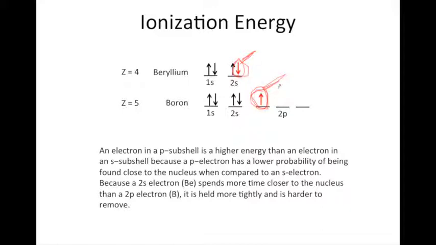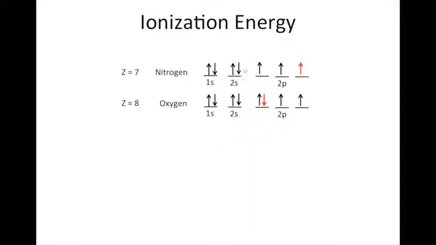So to sum that up, with boron, we start a new subshell, not a new shell, but a new subshell. The p electron in boron is further from the nucleus and higher energy, and therefore it takes less energy to pull this off compared to the electron in beryllium. And we could say that same thing from magnesium to aluminum. Now, what about our other trend here, the nitrogen and oxygen?